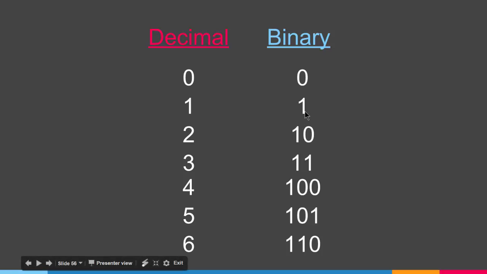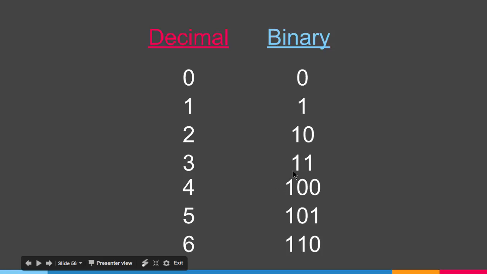So after 1, since we don't have any place to put another number or any expression that can represent 2 for us, we will hop 1 over and put a 0 in the place, so it will be 1 0. Okay, when we go to 3, this place which is 0, we can turn it to 1. That's why 1 1 is 3.